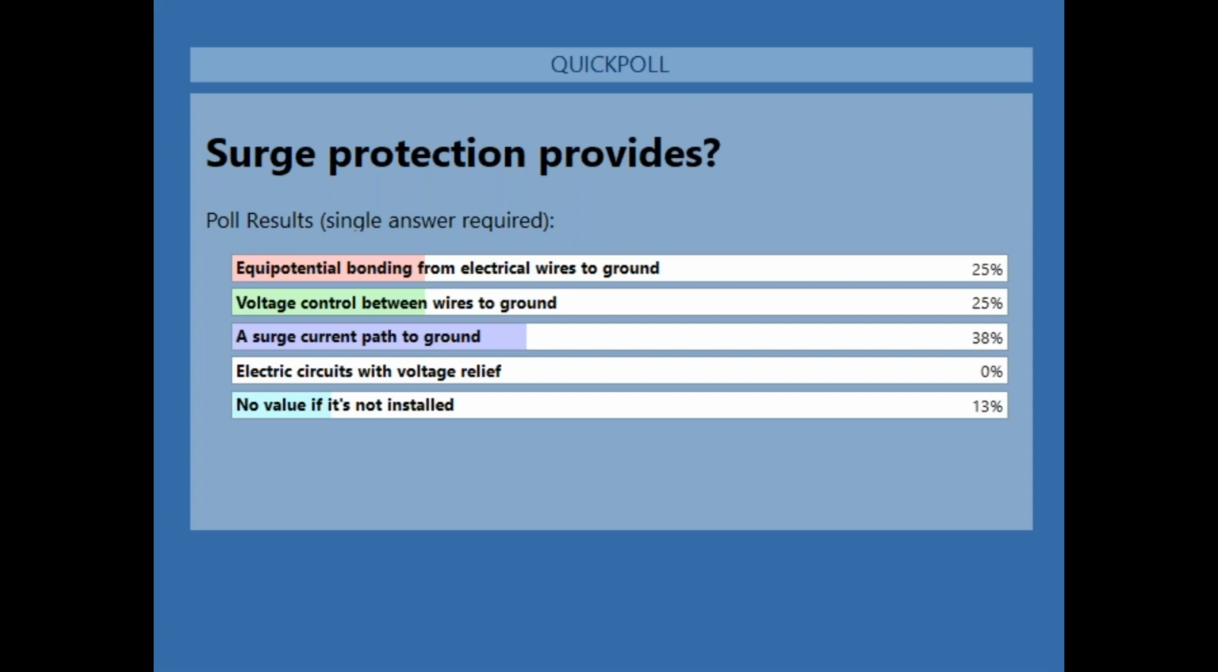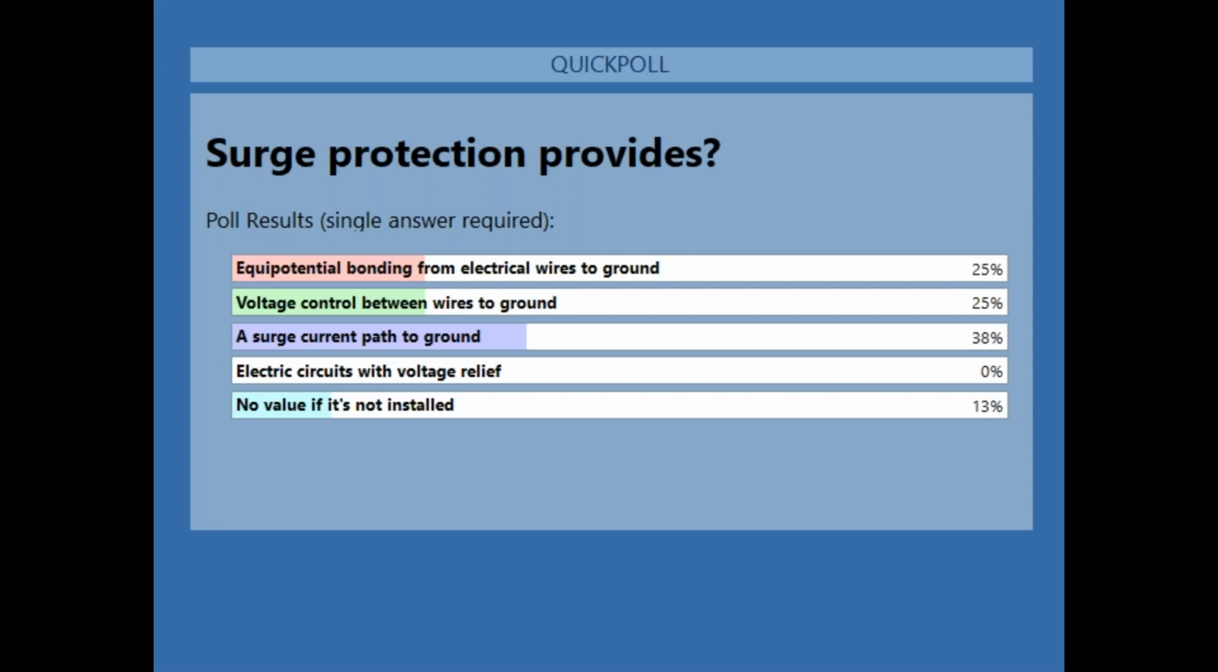So equipotential bonding is the fundamental thing. What the SPD does is try to create an equipotential bond, but it does it with voltage control, okay? And it does it by diverting surge current so that you've given the surge a safe path that you want it to go. And actually, it does provide transparent operation.